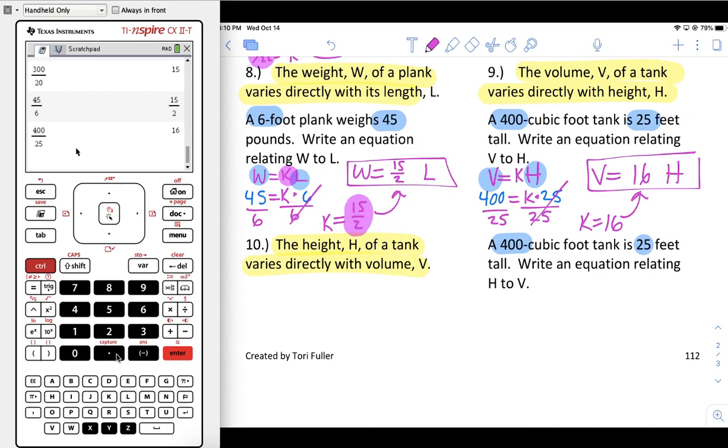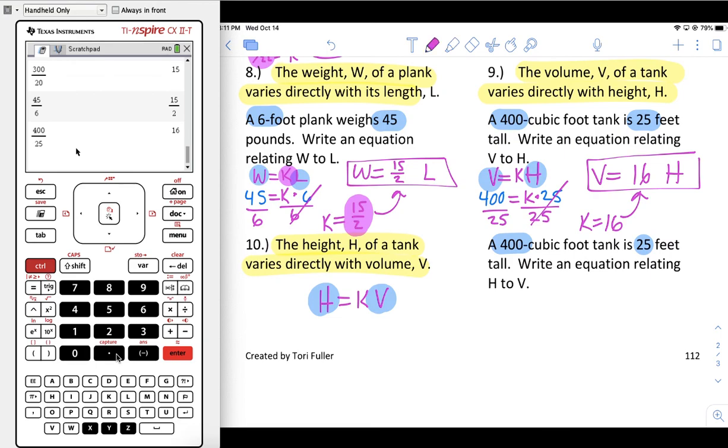We have one last question, and then I'll pause it so you can copy it. All right, we're writing it in order. The height of a tank varies directly with the volume. So H equals K, V. Again, they gave us the same two numbers, so we know the volume is 400. We already learned that. And the 25 foot tall. The difference here, even though they're the same numbers and we're still using V and H, is that now we're backwards. This one started with H equals. The other one started with V equals.